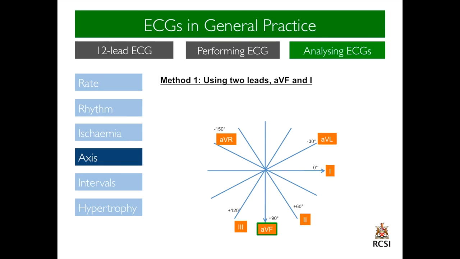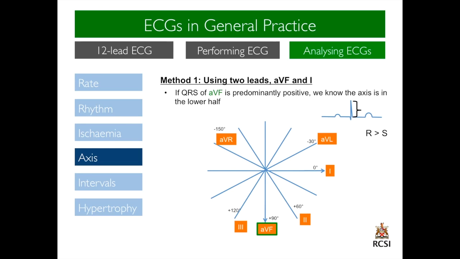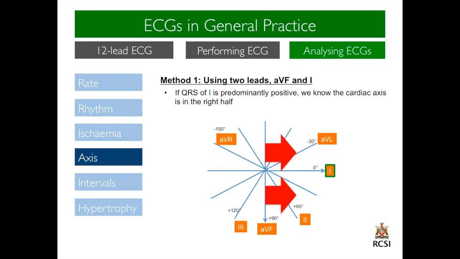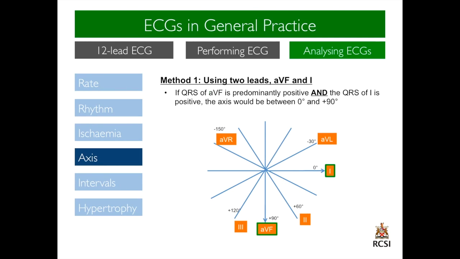The first method uses 2 leads, AVF and 1. If the QRS complex of AVF is predominantly positive, we know that the axis is in the lower half of the following diagram. By positive, we mean that the R wave is bigger than the S wave. Thus, in this case, we know the axis is towards AVF in the lower half of this diagram. Similarly for lead 1. If the QRS of lead 1 is predominantly positive, we know that the cardiac axis is in the right half of this diagram. If the QRS of AVF is predominantly positive and the QRS of lead 1 is positive, the axis will be between 0 and 90 degrees.